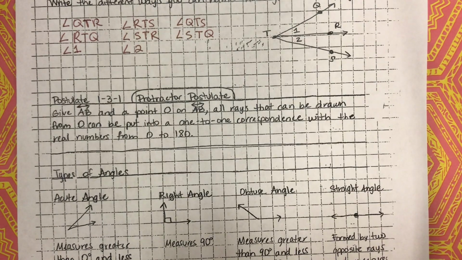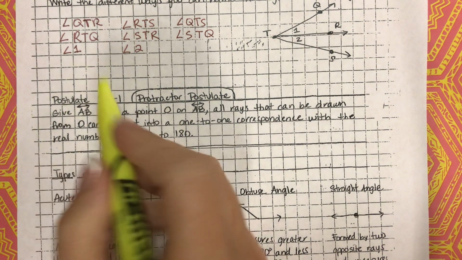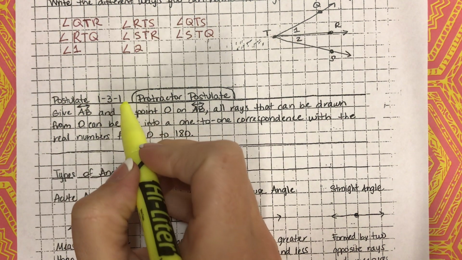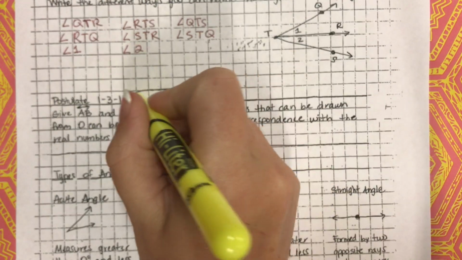Hello, we are back with example 2, but first we're going to talk about the protractor postulate. Postulate, chapter 1, lesson 3, and this is the first one of this chapter. So this is the protractor postulate.